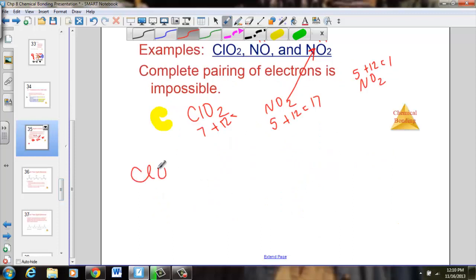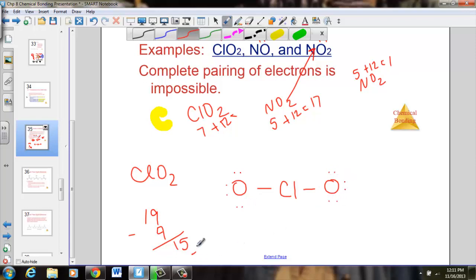Let's just take a quick gander at ClO2. Chlorine, of course, would go in the center, the least electronegative element. We'll place the oxygens attached back to it. So what have we accomplished so far? We said our starting number was 19 electrons. We've used 4, giving us a remainder of 15. Now we go ahead and put the octet on everybody but the central atom. So I place 6 dots around each of the oxygens.